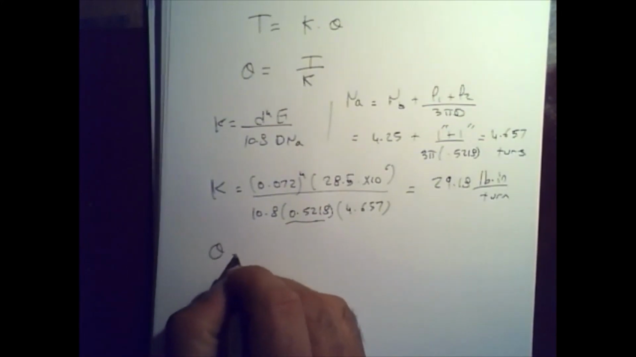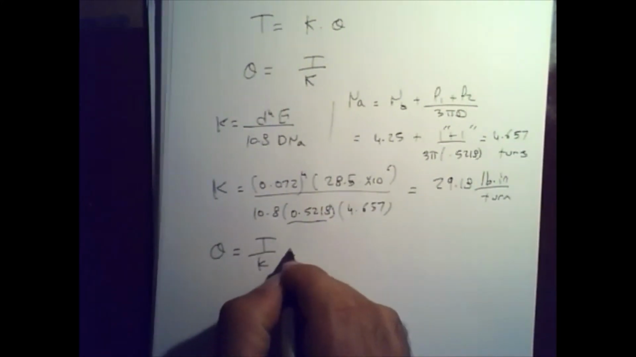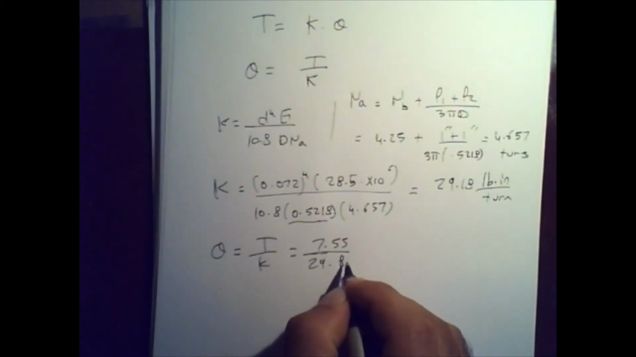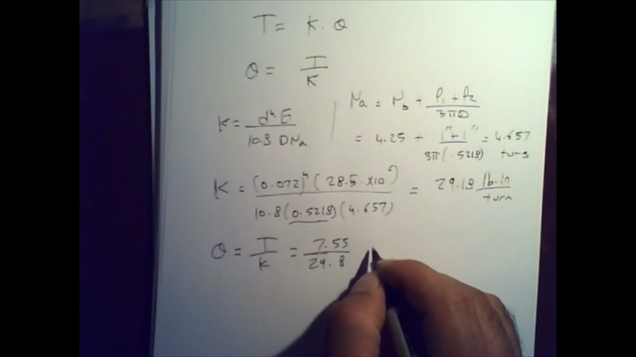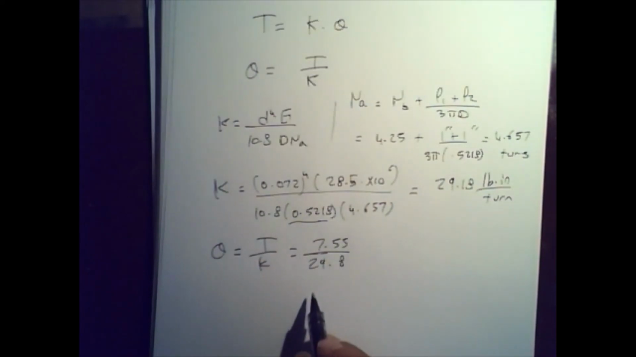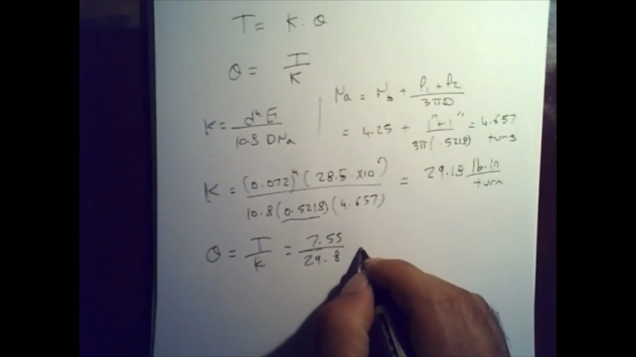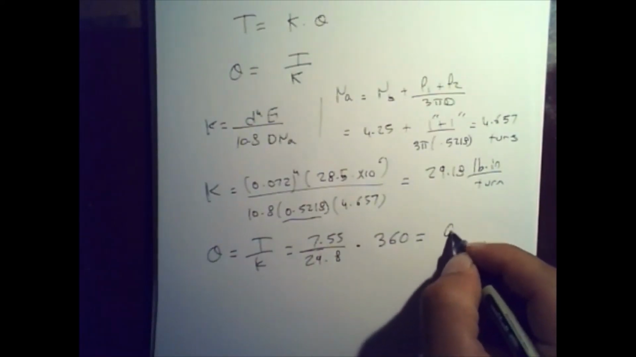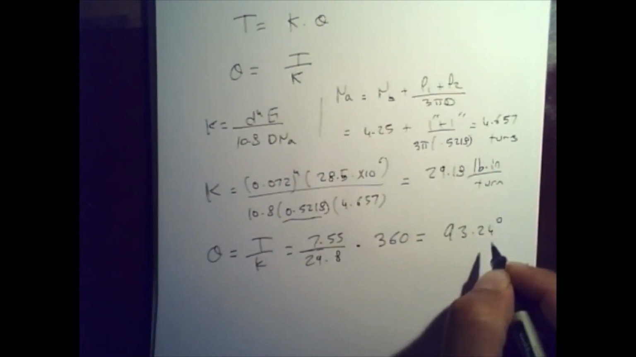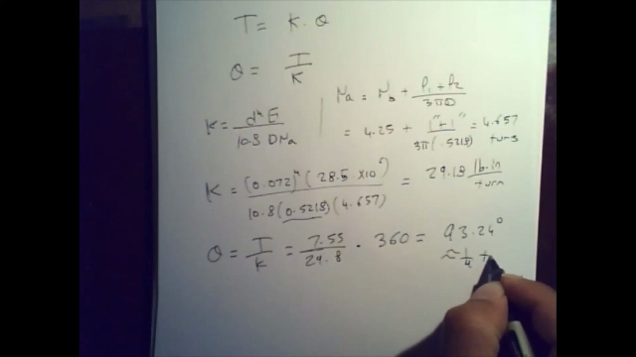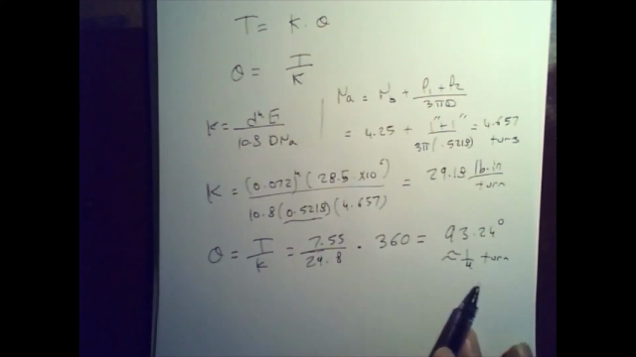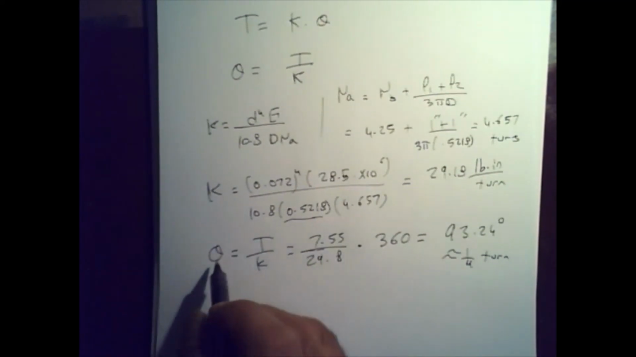If you want to get the actual rotation, then it's going to be, like I said, T over K, and 7.55 divided by 29.8. And that would be in turns, basically, right? And so if I want to convert a turn to degrees, I can multiply it by 360. If you do that, you're going to get 93.24 degrees. So it's almost quarter of a turn. Okay, so this number 7.55 divided by 30 is almost 0.25, and that is a number.